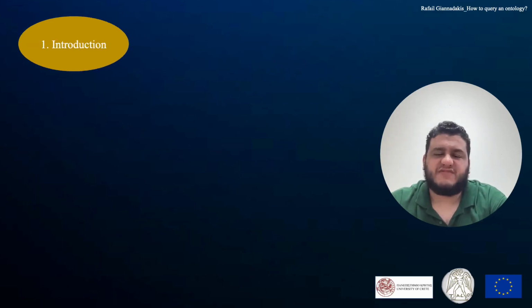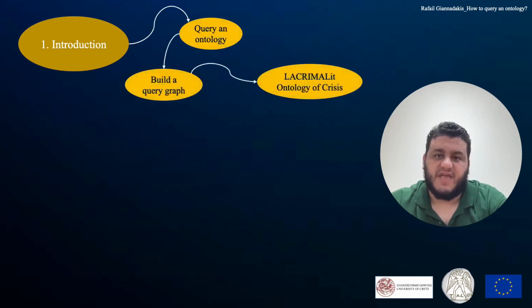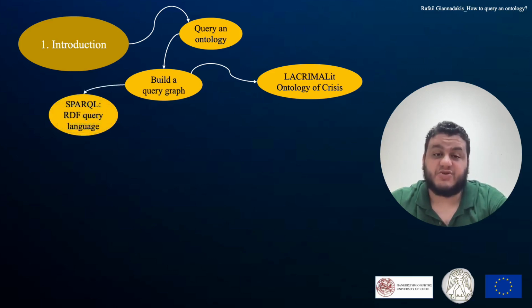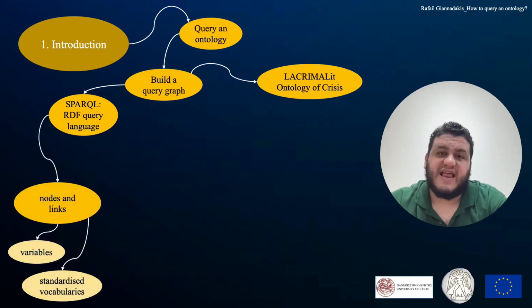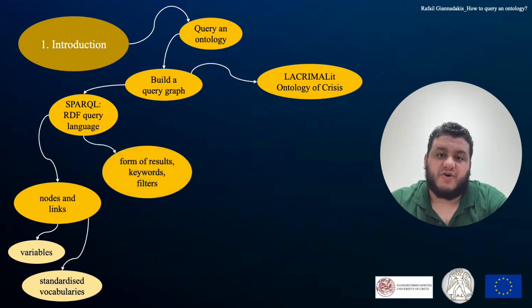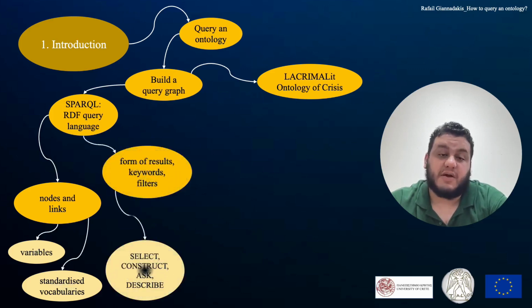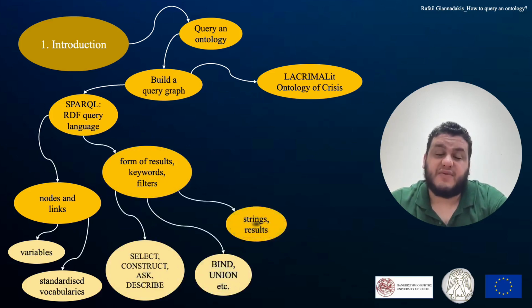Initially, we want to retrieve data from an ontology, and we can do that by building query graphs and matching them to the ontology. Their creation, therefore, requires the use of SPARQL, a language that allows queries to be addressed to data stored or viewed in RDF format. By specifying nodes and links with variables and standardized vocabularies, along with the utilization of the forms of results, the keywords and the filters that SPARQL defines, results may be filtered and the needed data may be retrieved.